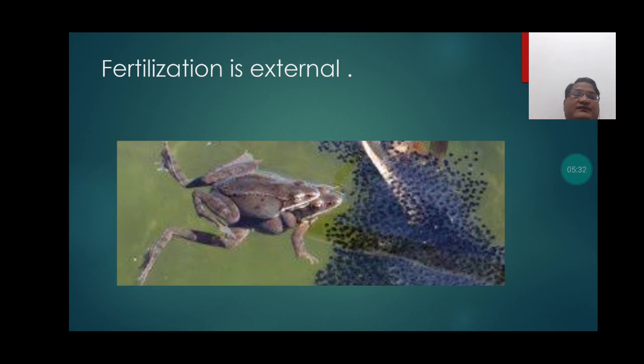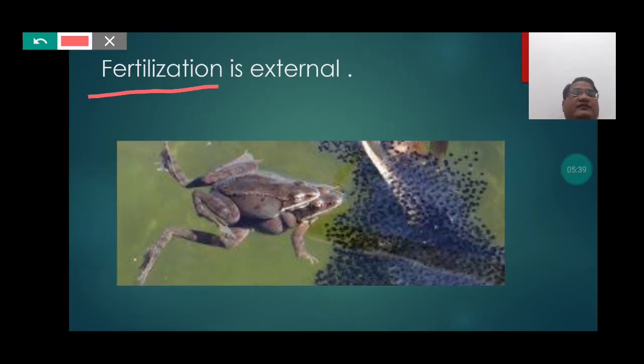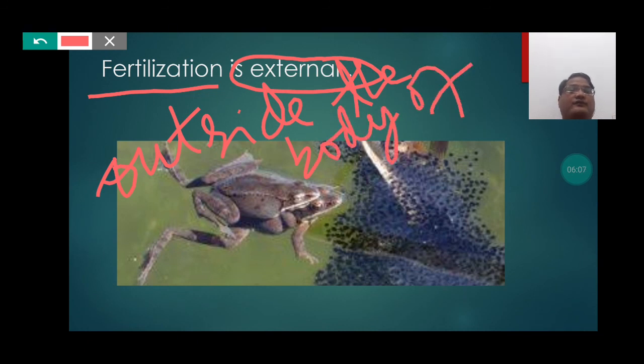Fertilization is external. Students, we know that fertilization is the fusion of male gamete and female gamete. So students, when we say fertilization is external, then that means that the fusion of male gamete and female gamete is taking place outside the body of female.